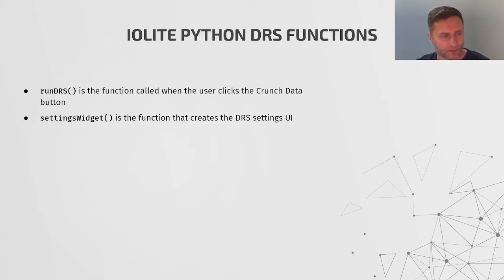But there is also this settings widget function that's required, that creates and populates the widget the user sees and uses to interact with the values to be used in the DRS. So this is where they set things like the index channel or the primary reference material. And that's all done via the settings widget.